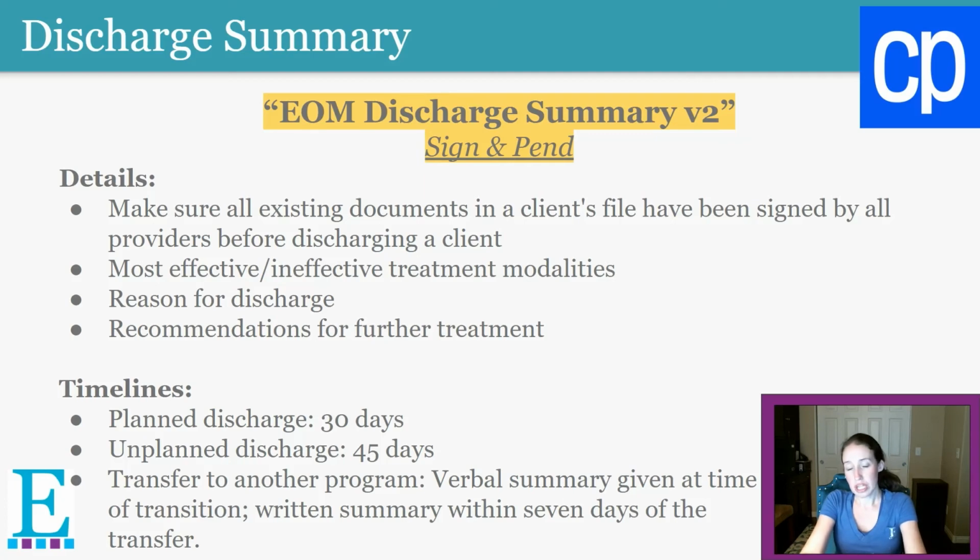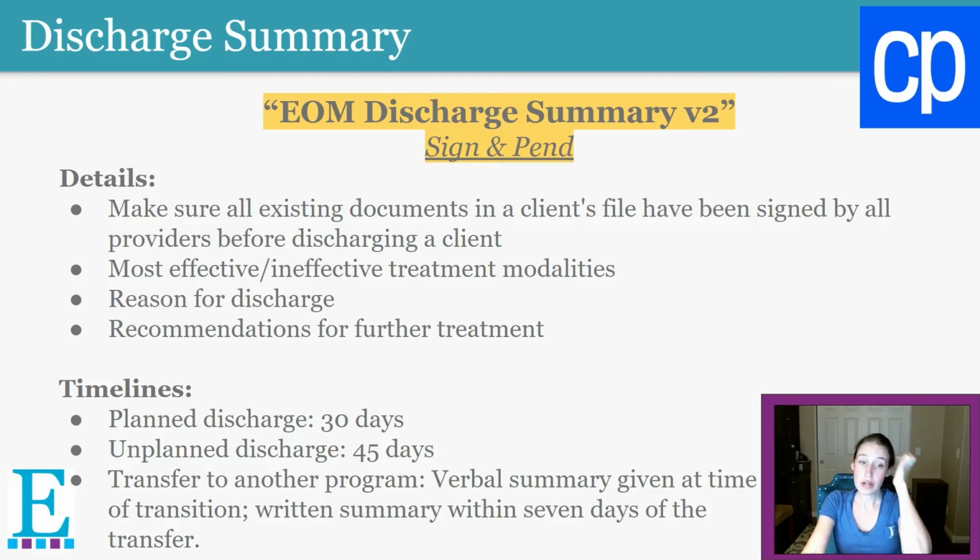Also, in the discharge summary, you're going to be writing about the effective or ineffective treatment modalities, why you're discharging them, and what you recommend for further treatment. There's check boxes for all of this, so the discharge summary is actually very quick to complete. Timelines: a planned discharge is 30 days, and an unplanned discharge is 45 days from basically the date of that last session.